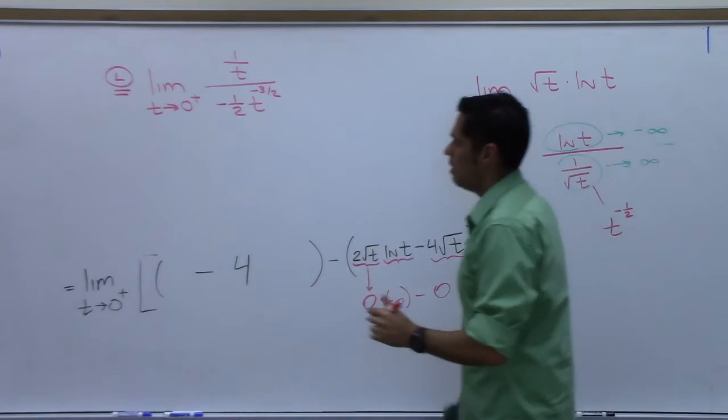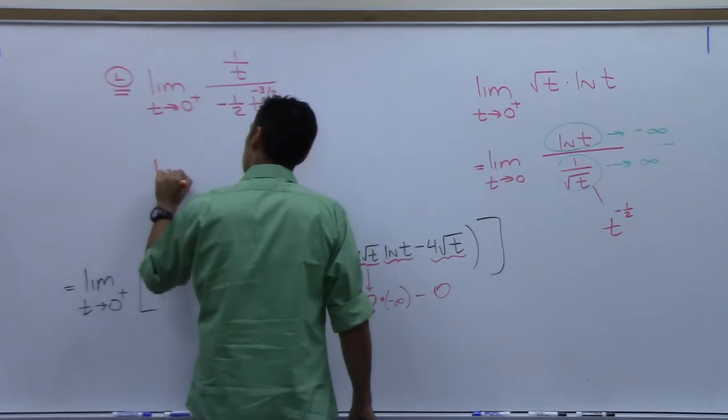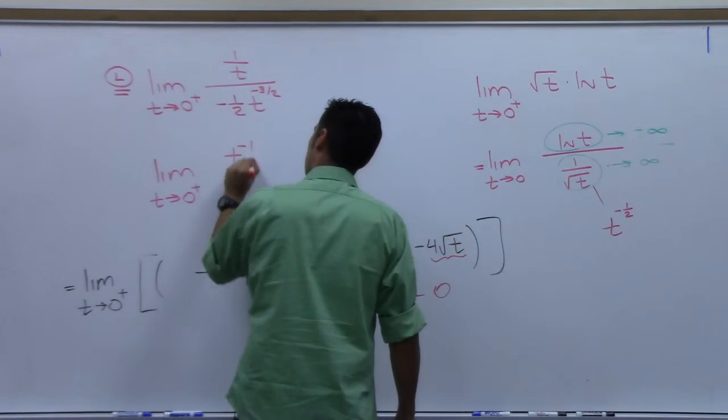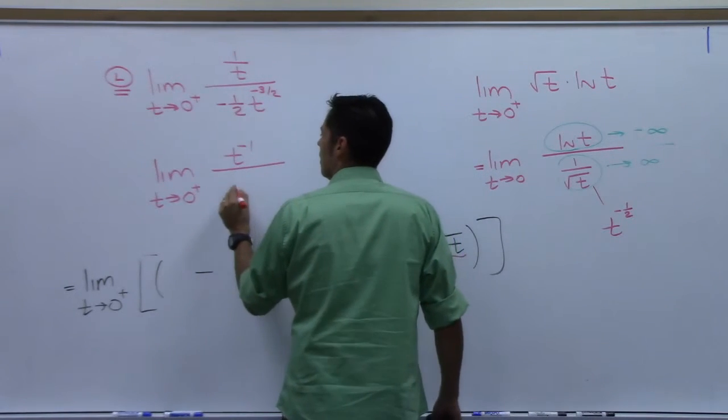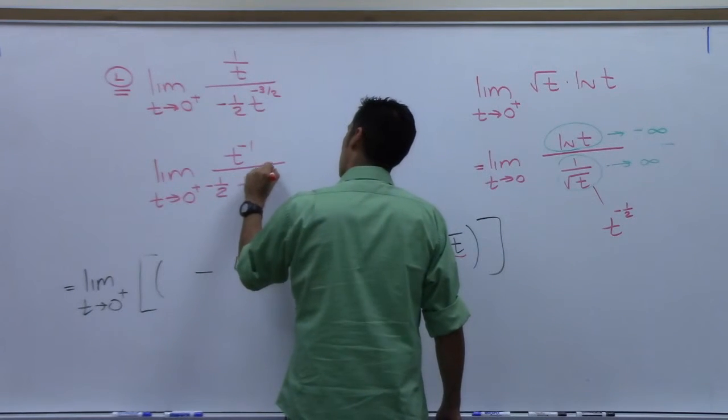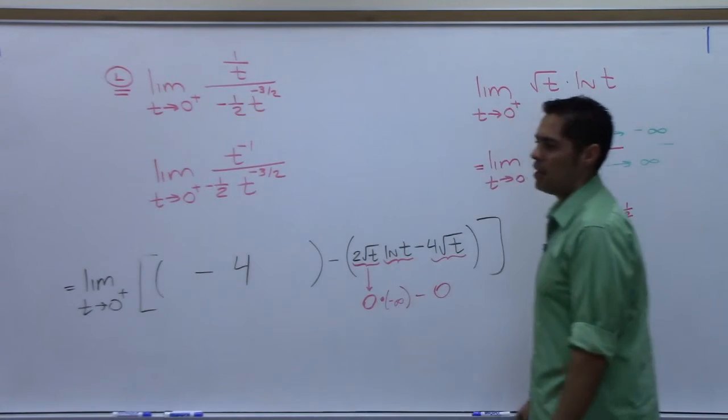And this is starting to look kind of messy. So limit, let me get everything in order here. t goes to 0. The top is t to the negative 1. The bottom is negative 1/2 t to the negative 3/2. Do you all agree with that? That's another way I could have written that.